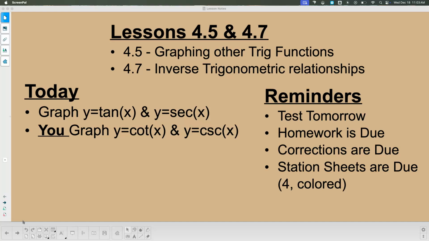Okay? For today, we are out of your own notebook. We are going to be graphing 2 more functions, and then I'm going to turn you loose to graph the remaining 2 functions. There are 6 total trig functions. So far we have graphed sine and cosine. Today we are going to be graphing tangent and secant together, and then you will be graphing cotangent and cosecant by yourself.